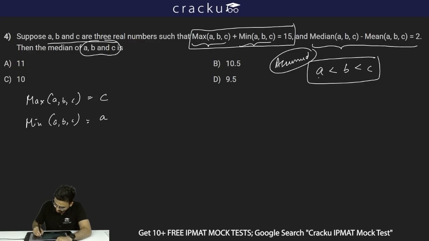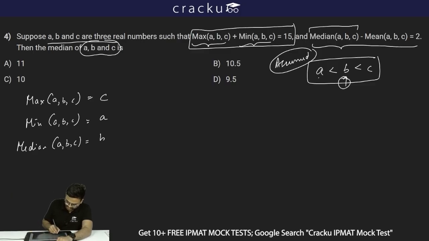Now it is asking for median of A, B, C as well. So median will be what? Median will be the middle value. When arranged in ascending order, the value which is present at the middle position is the median value. So median value will be B. Minus mean of ABC. What is mean of ABC? Mean of ABC will be A plus B plus C by 3.